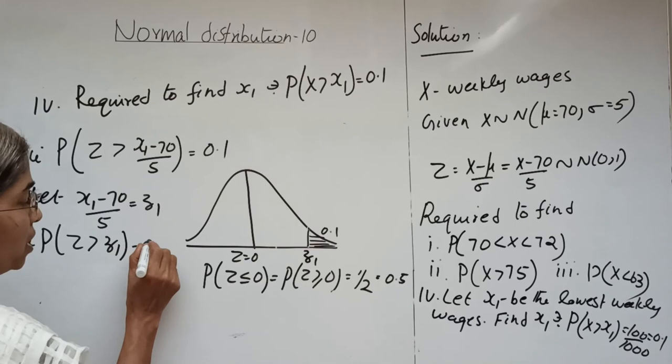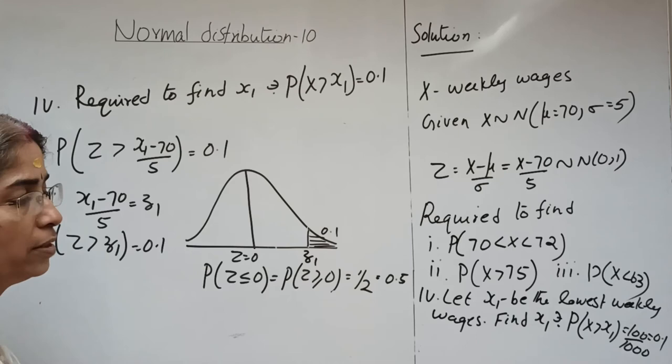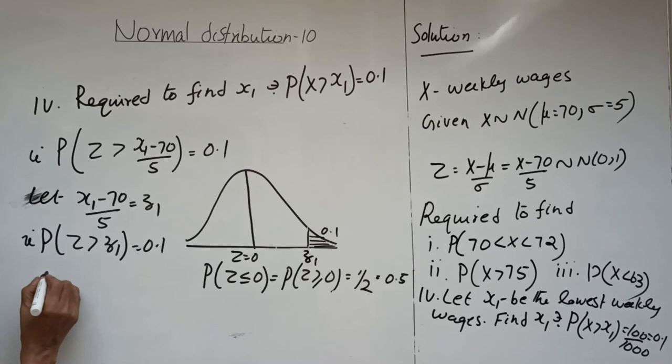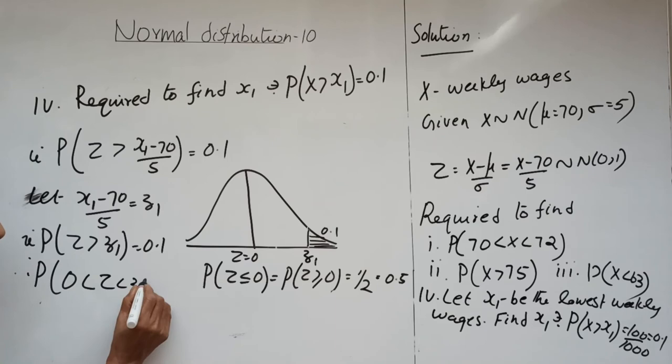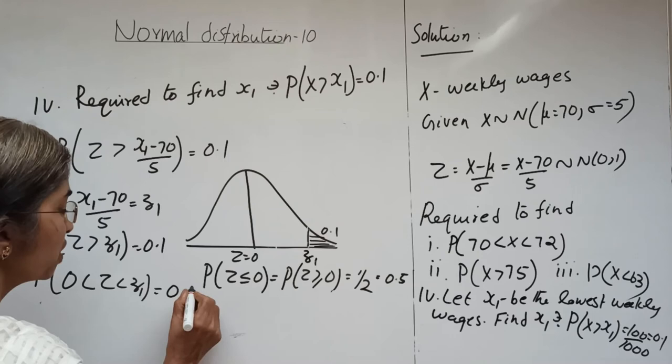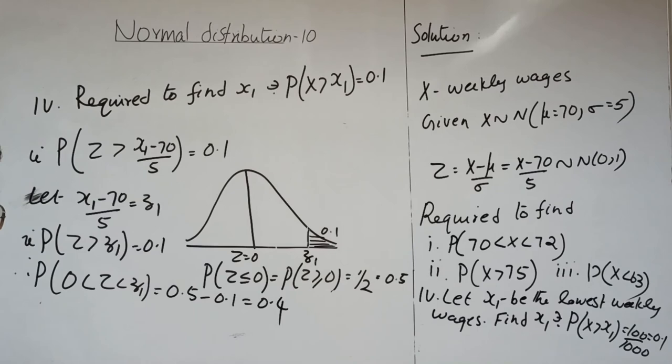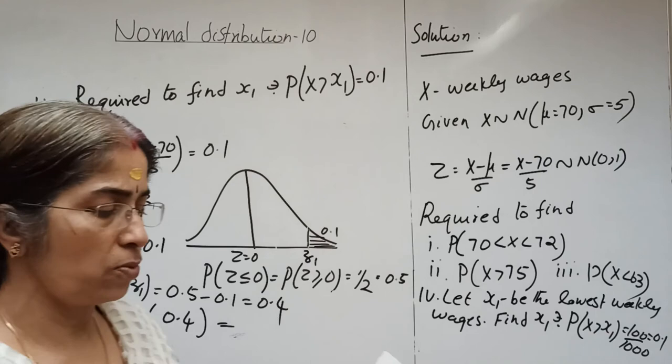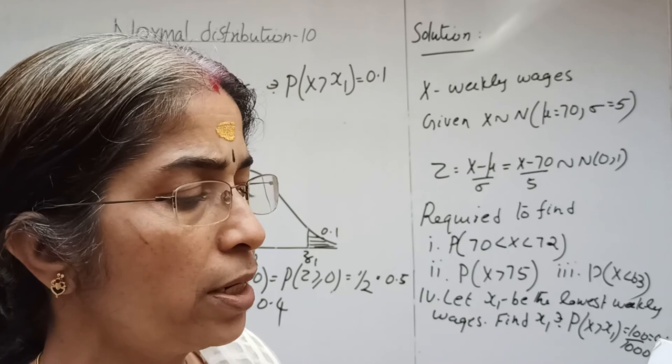This is the given area, and we require to find this z1. Therefore, probability 0 less than z less than z1, this area, becomes 0.5 minus 0.1, equal to 0.4. And hence, what is z1? z1 is the ordinate at which the area or probability is 0.4, so that it corresponds to 1.29.